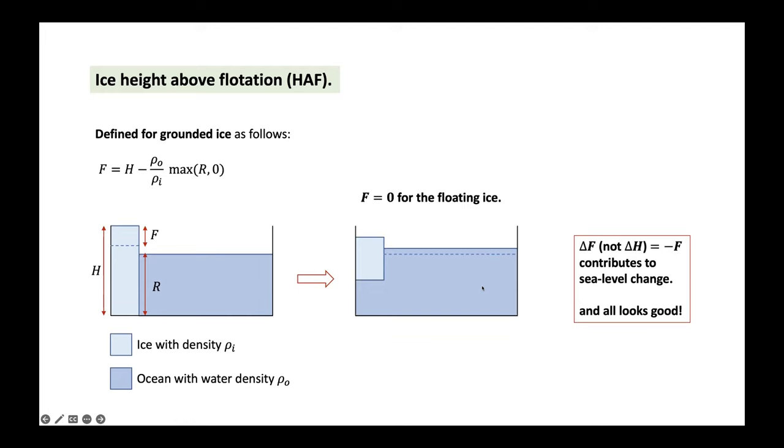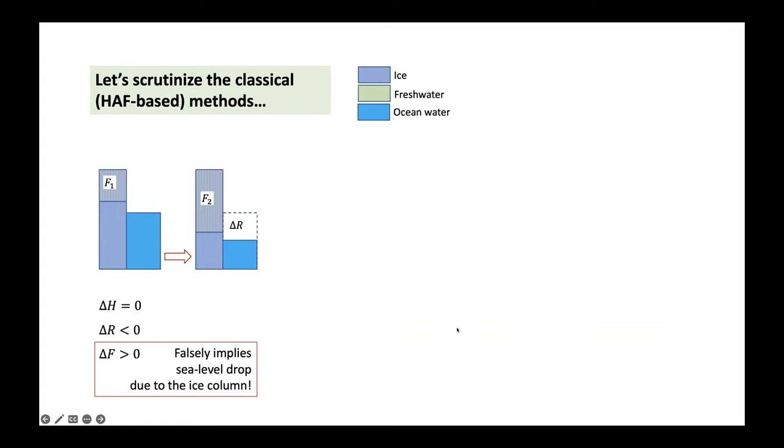If we extend the same height above flotation based classical methods of estimating ice thickness attribution to the sea level change, it's not going to work all the time, especially when there is some perturbation in the relative sea level. It could be because of the subsidence or uplift of the local bed, or it could be because of the excess amount of sea level rise coming from the far-field ice sheet. So again, one example here.